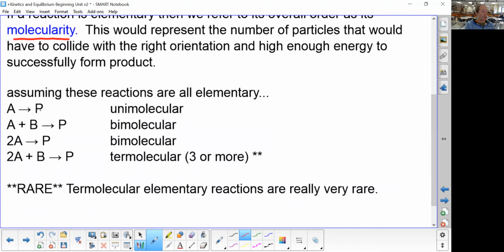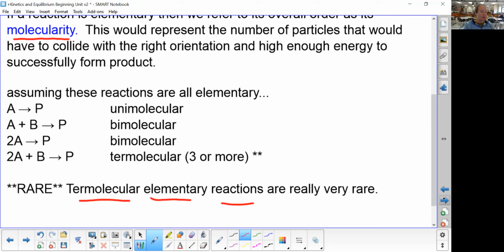If you assume all of these reactions are elementary, then this is how you would label the molecularity. If A is turning into a different thing, you call it unimolecular. If you have 2 things coming together, 2 different things, they collide, it's called bimolecular. It can be 2 of the same thing, that would also be bimolecular. And if you had 2 of one thing and 1 of another, or 3 different things all colliding, call it termolecular. As you can probably imagine, termolecular elementary reactions are very rare, which is why a chemical reaction with multiple things in high coefficients is usually not happening all in one step.